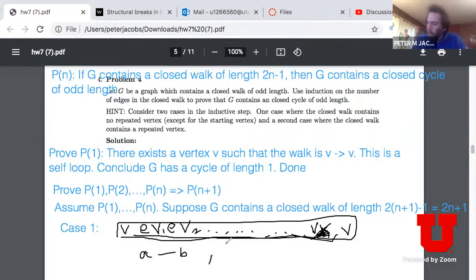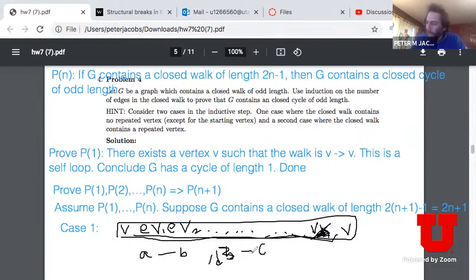Then we have edges A to B, let's say that we had edges A to B and B to C. What we're told is that, actually, let me make this a D. What we're told is that there are no common vertices in this walk, and what that means is that there can't be any repeated edges either, because if there was a repeated edge, then it would have to share the same vertices.